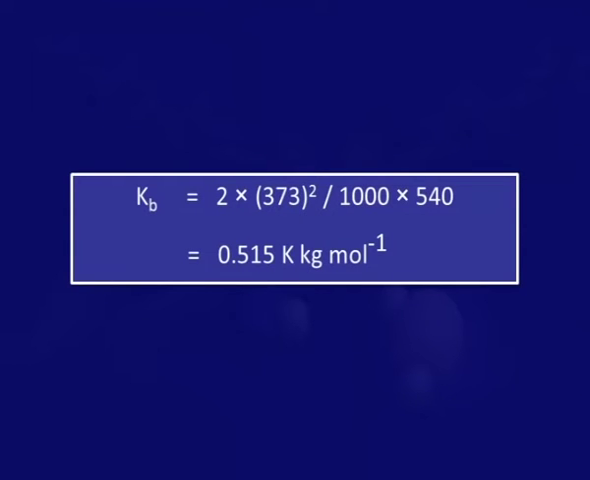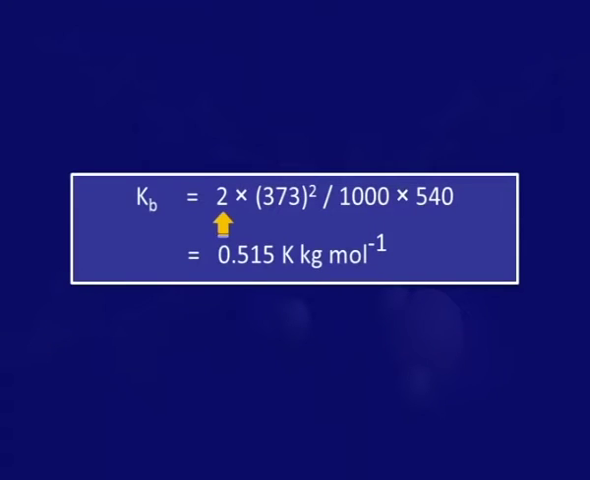You must take R in the same units in which Lv, that is latent heat of vaporization, is taken. If you are taking latent heat of vaporization in calories per gram, R must be taken in the units calories per mole per Kelvin. If you are taking latent heat of vaporization in joules per gram, R must be taken as 8.314 joules per Kelvin per mole.